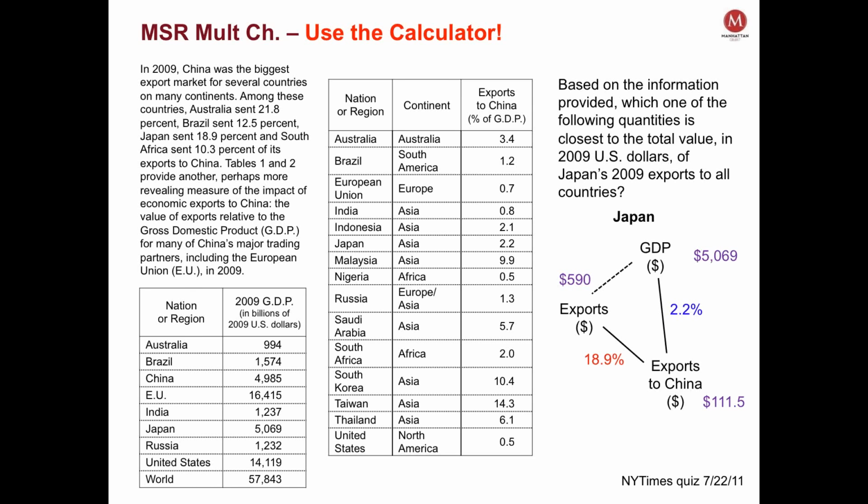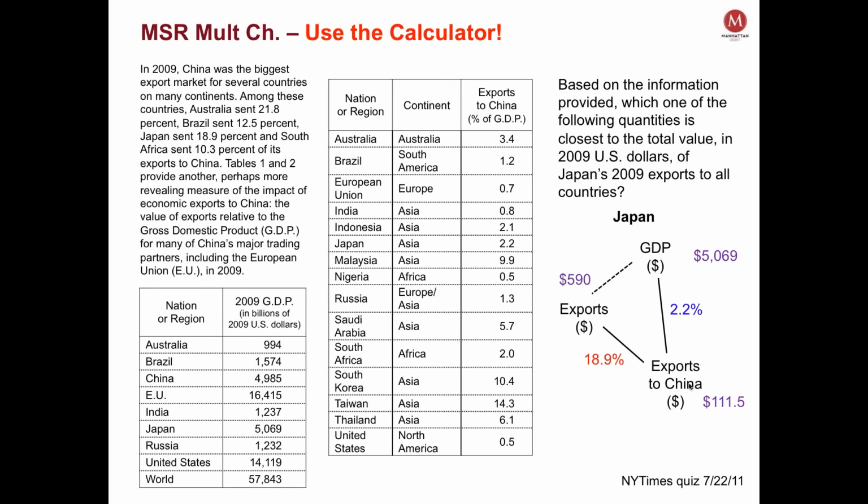I see a question coming in, Liz, from Priyanka, asking for clarification: can you explain the 18.9% on the screen? Sure. Absolutely, Priyanka. The 18.9% is from the text. We know from that first tab that Japan sent 18.9% of its exports to China.